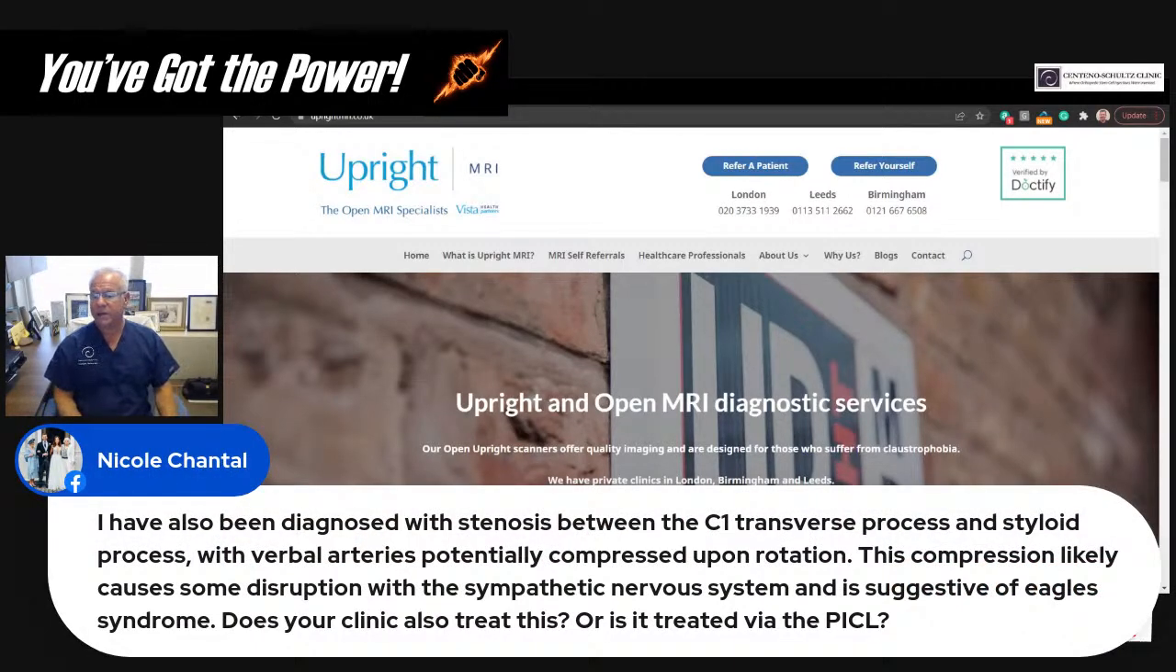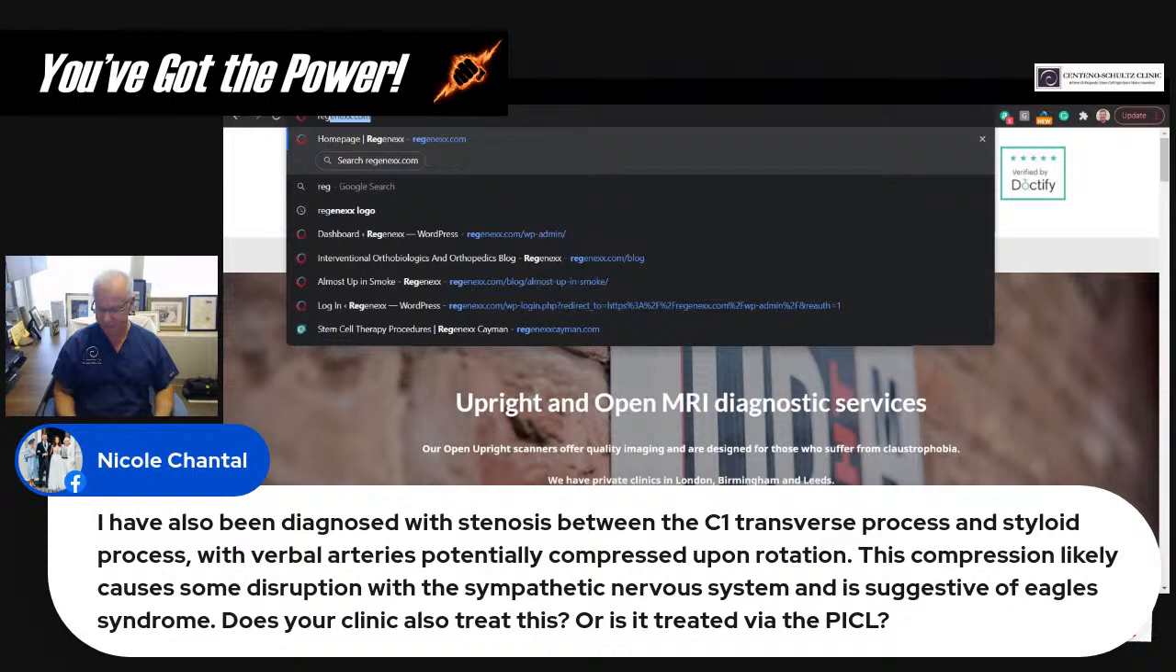Nicole, I've also been diagnosed with stenosis between C1 transverse process and styloid with vertebral arteries potentially. So the vertebral artery is back there, so that's not going to get compressed between the transverse process and the styloid. If you're talking about stenosis between the C1 transverse process and the styloid, you're not really talking about likely the styloid. You're probably talking about a calcified stylohyoid ligament, meaning if you've got elongated styloids, then that's different than the styloid.